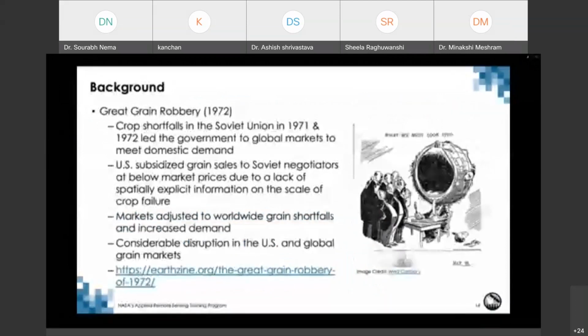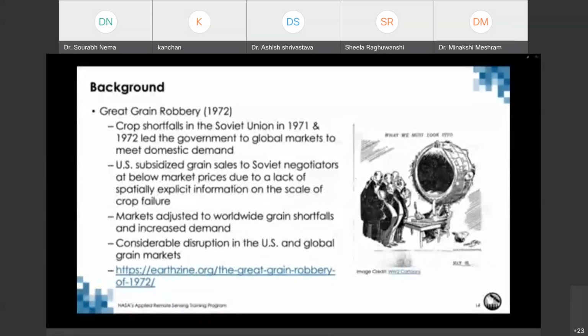From winter of 1971 into the spring of 1972, a severe drought occurred across much of Europe, with Eastern Europe being hit particularly hard. The Soviet Union experienced widespread crop failure, and to prevent widespread hunger, they turned to international markets to make up for their shortfall.